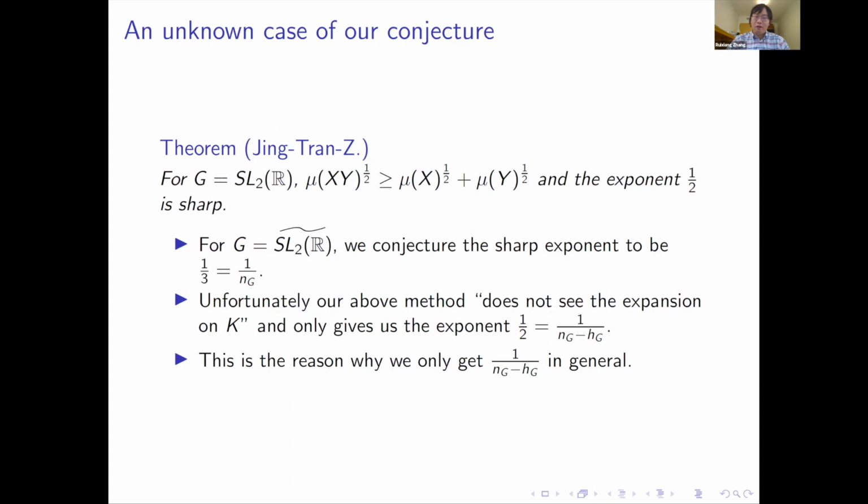And for the universal covering of SL2 of R, unfortunately, K is not going to be compact. It's going to be R. So you don't have this full 1/3. And this is completely general. This is the reason why we only get 1/n minus H.